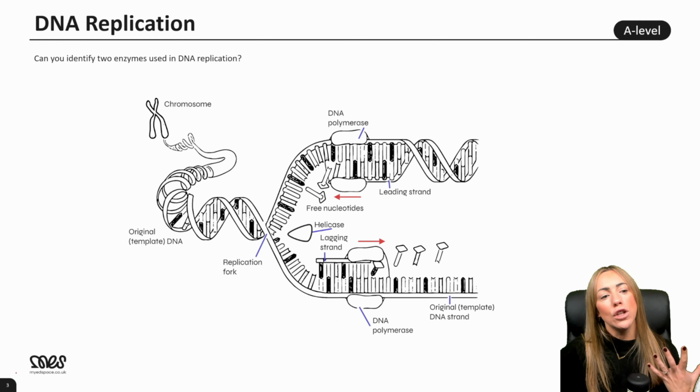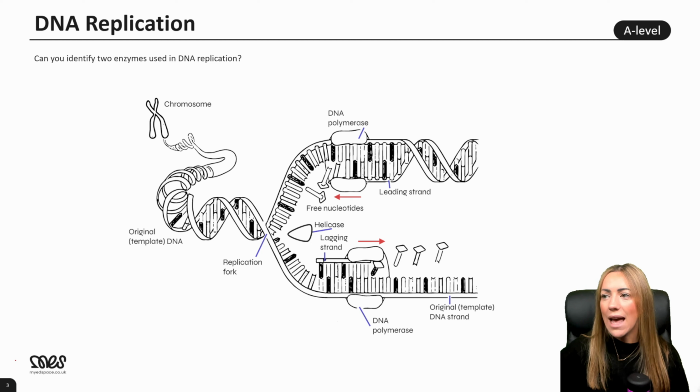Let's have a look at the process. We've got a full overview here. You can see the chromosome, and we've zoomed in on the DNA that forms that chromosome. Remember, in eukaryotic cells, the chromosome is formed from DNA wrapped around histone proteins. You can see the replication fork, where the DNA strands have been separated, and you can see the new DNA being synthesized.